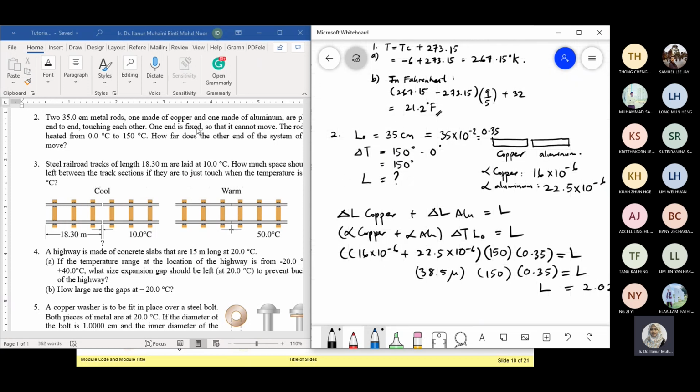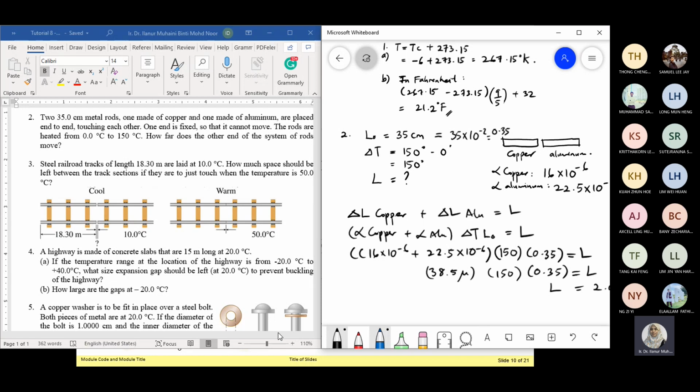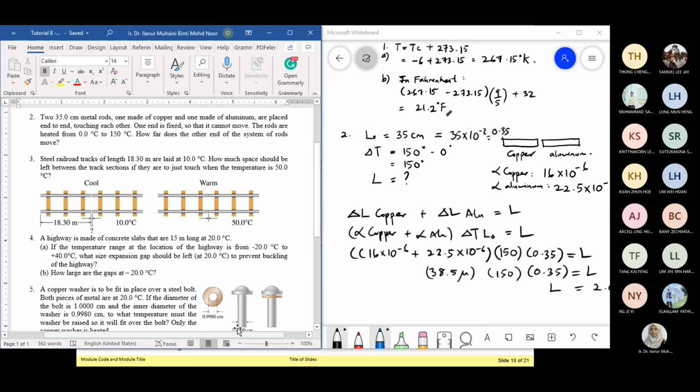So now we will look at number 3. Number 3 is related to number 2. A steel railroad track of length 18.3 meter is laid at 10 degrees Celsius. How much space should be left between the track sections if they are to just touch when the temperature is 50 degrees Celsius?